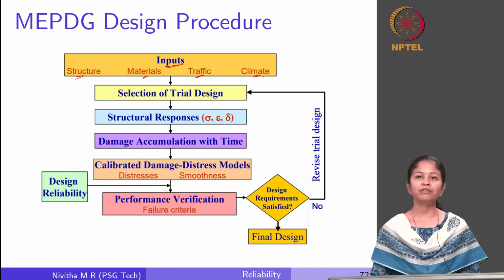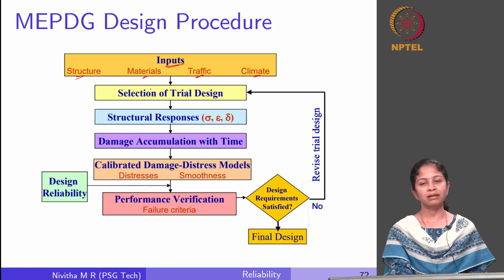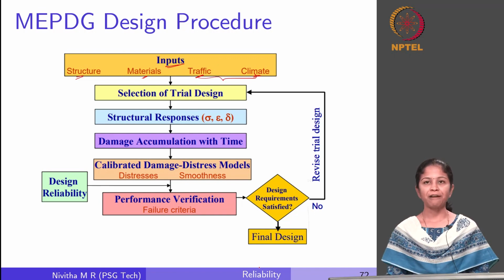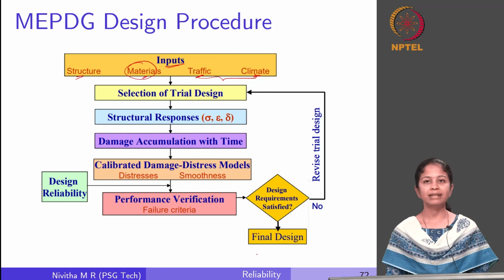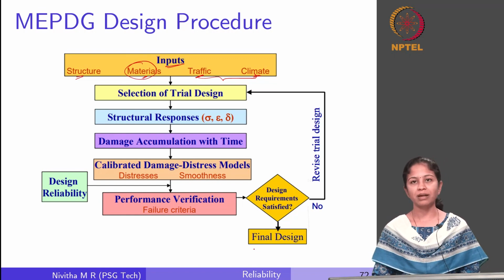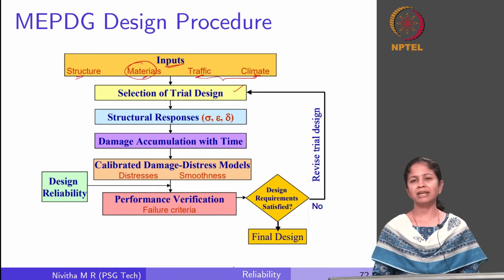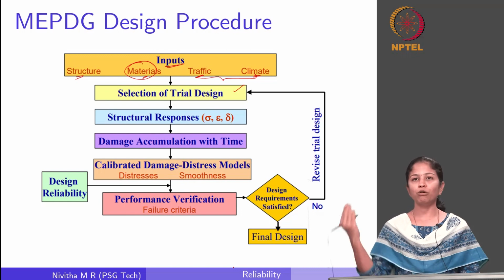Then we also have the influence of climate, right. Structure and materials are common, similar to any design procedure, but there is detailed consideration with respect to traffic and climate. The influence of traffic and climate related factors on the material properties is discussed in detail or is addressed in detail in this particular design procedure, right. Then after these inputs are provided, we select a trial section for design. It is basically a proof checking kind of an exercise, wherein we will choose an initial section, we will check for the adequacy of the section. If not, we will go back and revise, right.